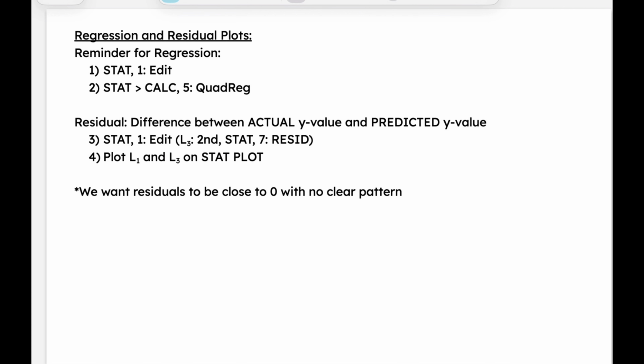I also have the steps listed if you want to graph the residuals. You can go up into list 3, have that highlighted, hit second stat, and then you should see in the menu it should come up as 7, which is residuals. And then you can plot list 1 and list 3 on a stat plot to see what the residuals are like. I'm going to show you probably a slightly easier way using Desmos, so that way we can look at the residual plot and the equation.